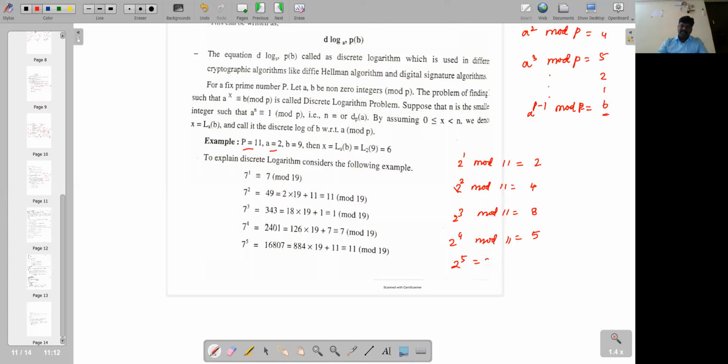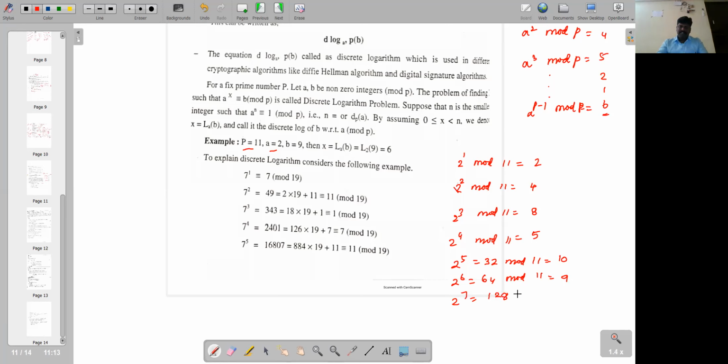So 2 power 5 is equal to 32. 32 mod 11. So what is the result? So for 32, I'll get 10, right? Is it correct? Yes. So 2 power 6 is equal to 64. 64 mod 11. What value will I get? So 5 11s are 55. 9. Correct?